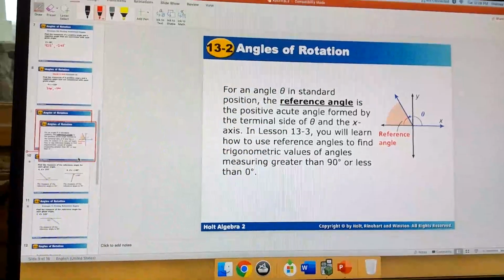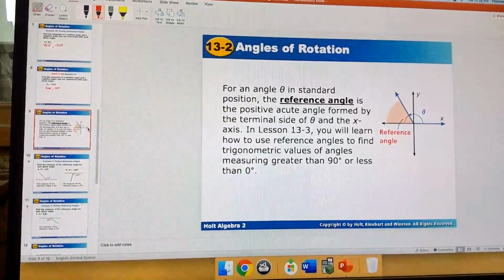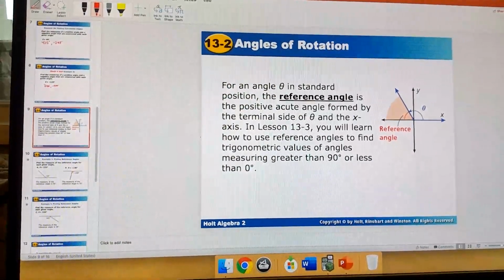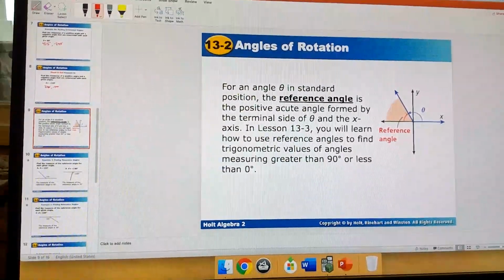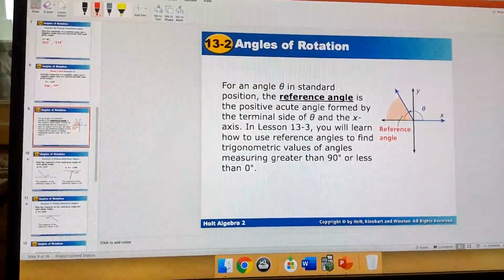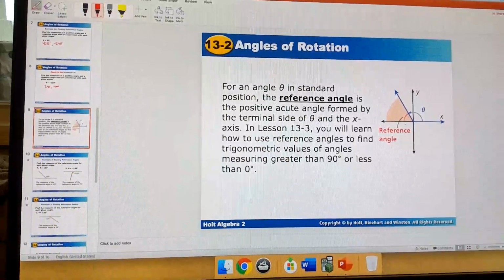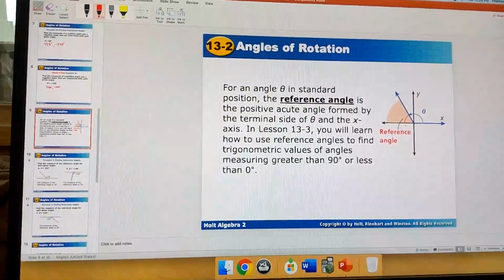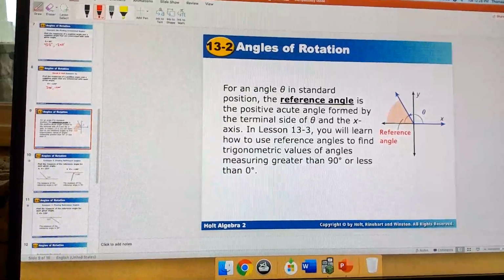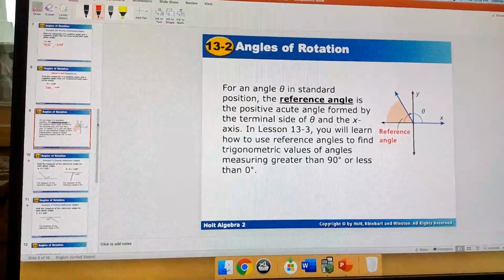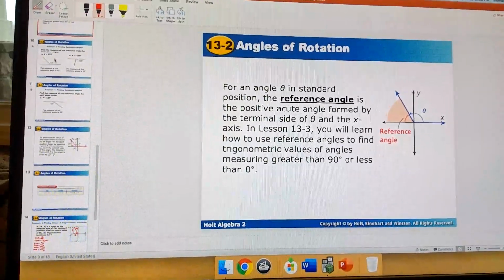All right, so the reference angle, of course, is however quick it is to get back to that x-axis. So that's the reference angle. We're always getting back to that x-axis, the terminal side to there. So that's going to be the reference angle that we have. Let me give you a couple examples of that so you understand what we're talking about.